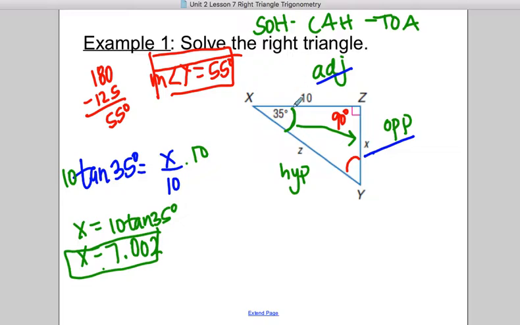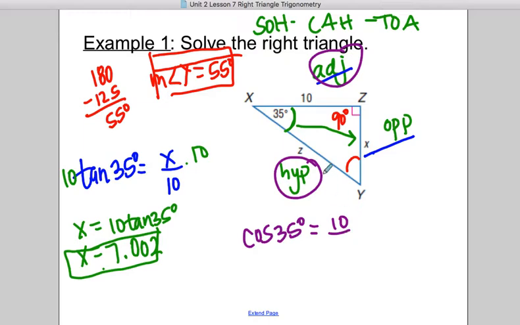So there's X. Now I have 3 angles and 2 sides, so my last one I need is to find my third side, which is my hypotenuse. Once again, I'm not going to use my opposite, because what if I made a mistake finding it? So I am going to use my adjacent and my hypotenuse. Who uses adjacent and hypotenuse? That is cosine. Cosine of 35 degrees equals your adjacent, which is 10, over your hypotenuse, which is Z.